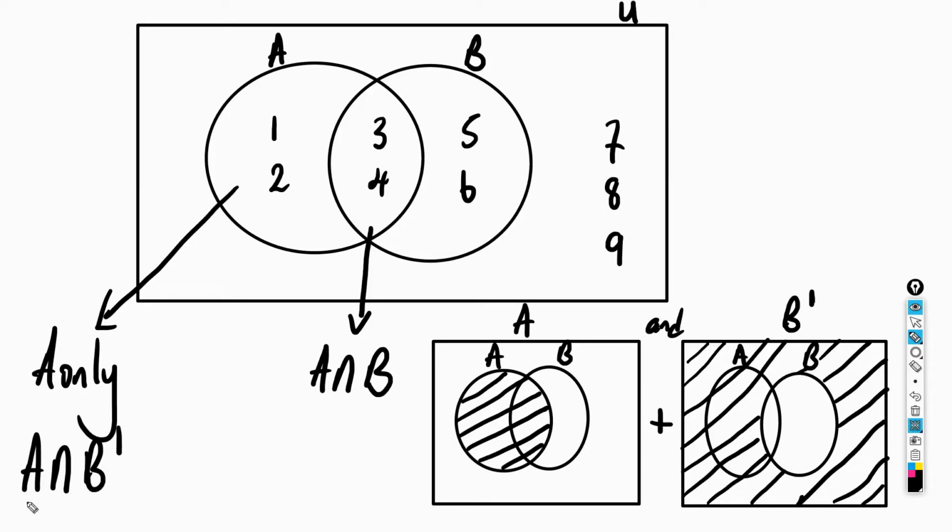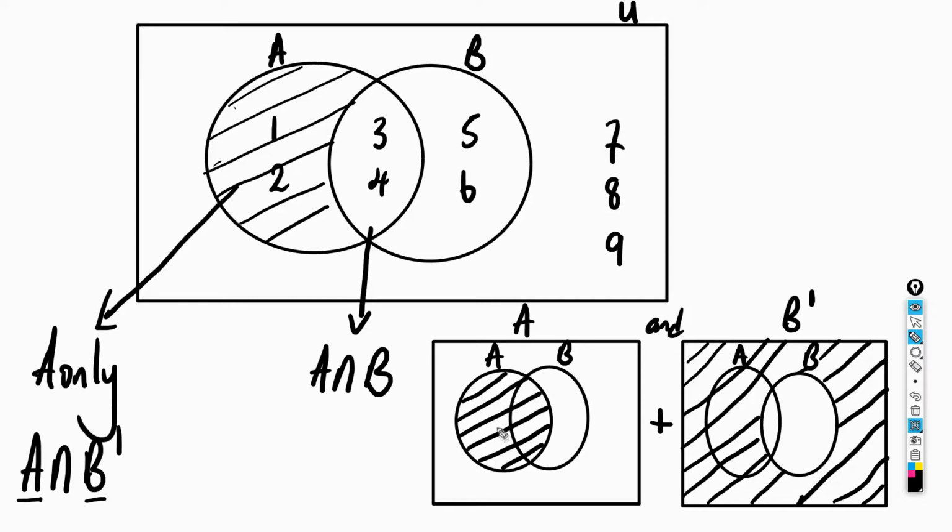So if you find the intersection of A and B prime, which is everything outside of B, and everything inside A, you end up getting A, which is this shaded region here, intersect B prime, which is this region out here. So when you finish, you're going to end up with this region here, which is just this part, A only. And that makes perfect sense because it says A and B prime.